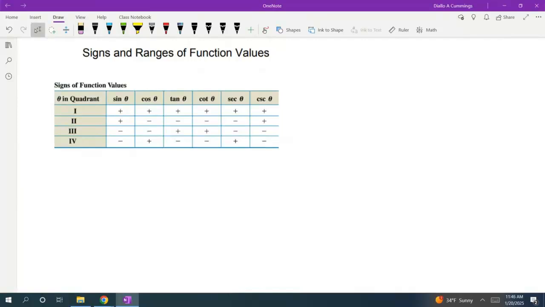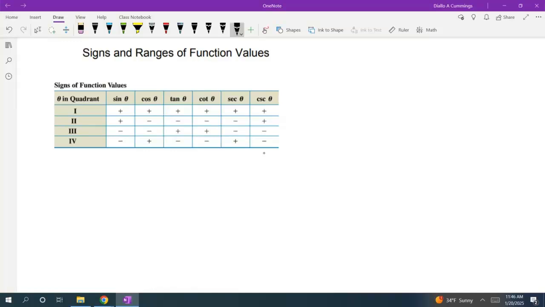And what this chart gives us is the signs of the 6 trig functions in each of the 4 quadrants. Notice that the first column says that theta is in the quadrant either 1 through 4, and the rest of the columns give us the trig function. So this is how you would read this.